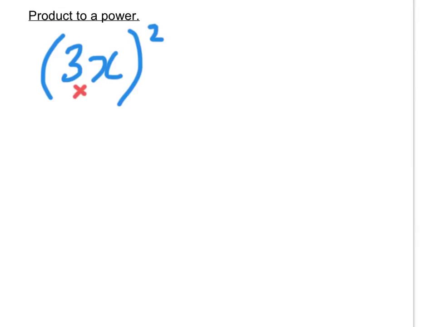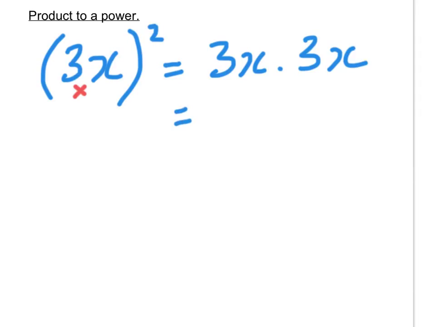But imagine that you have 3x squared. So this 3x means 3 times x. When you see numbers written together with no signs or anything between them, that means multiplication. We have to get used to that. Okay, so if you multiply that, it's 3x times 3x.